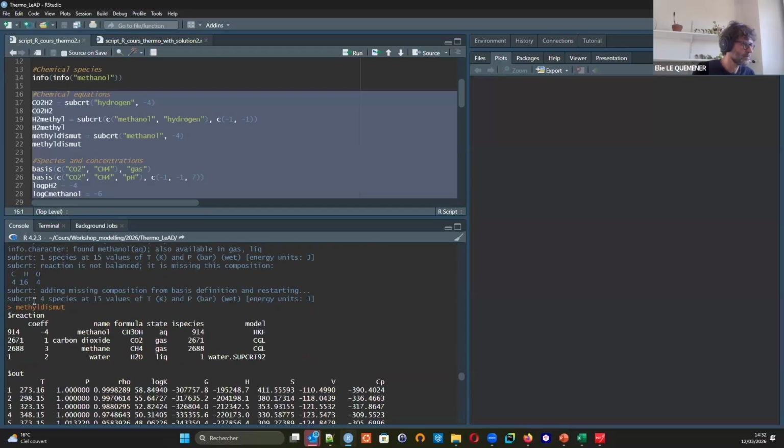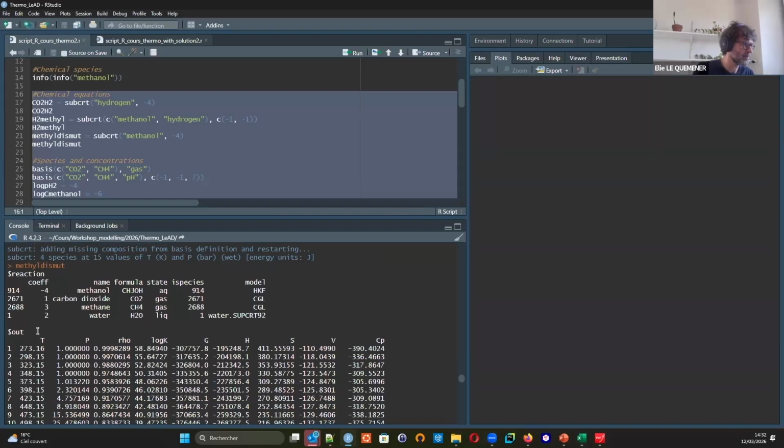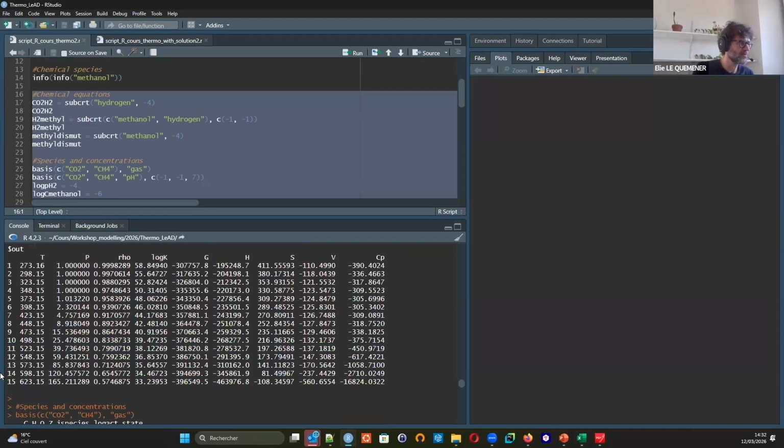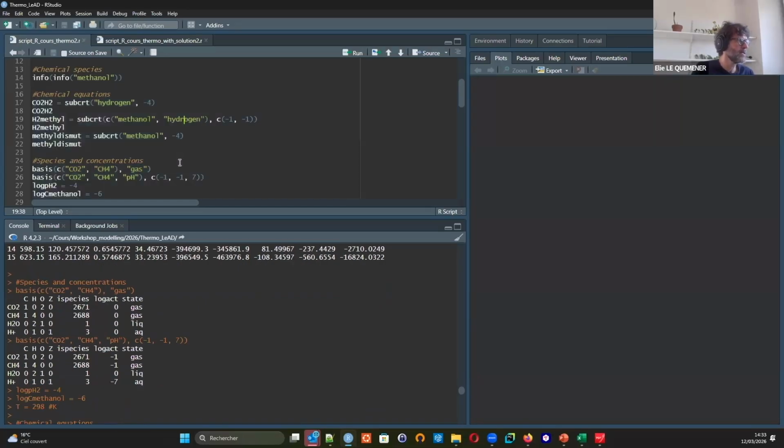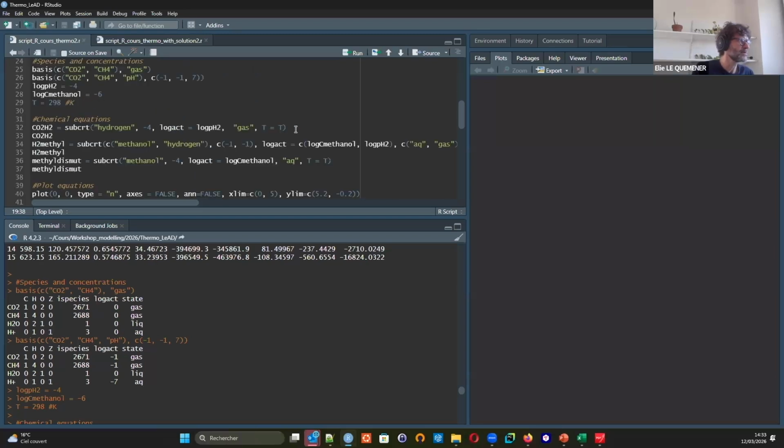Before, when I did the sub-CRT function, it gave me the equation of the reaction and a lot of information on thermodynamics, but it didn't give me the delta G of the reaction because I didn't specify concentration and temperature. If I specify concentration and temperature, that's what I do here. So I want a reaction that consumes hydrogen with the partial pressure of hydrogen that I specified before, and with the temperature that I specified, and specifying also that hydrogen is considered to be in the gas phase. It gives me this.